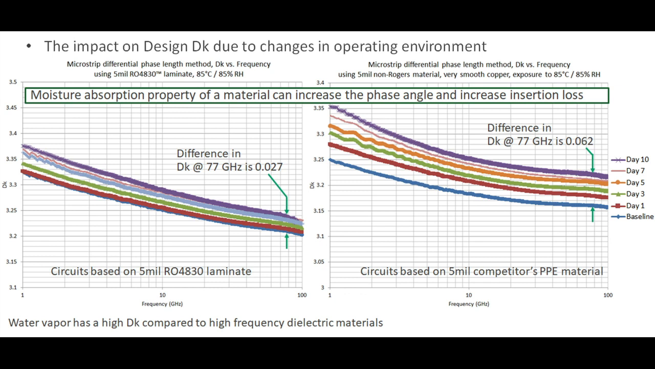Now the material on the left, those circuits were using 5mm RO4830 laminate, and you can see at 77 gigahertz there is a pretty small difference after 10 days conditioning in the 85-85 environment. The Dk difference at 77 gigahertz is 0.027. And then on the right, the same testing, same design, same everything, except the circuits are using a different material. This is a 5mm thick competitive material. It's a PPE-based material, and here that same conditioning gives a difference in dielectric constant at 77 gigahertz of 0.062, a little more than double the RO4830 laminate performance.